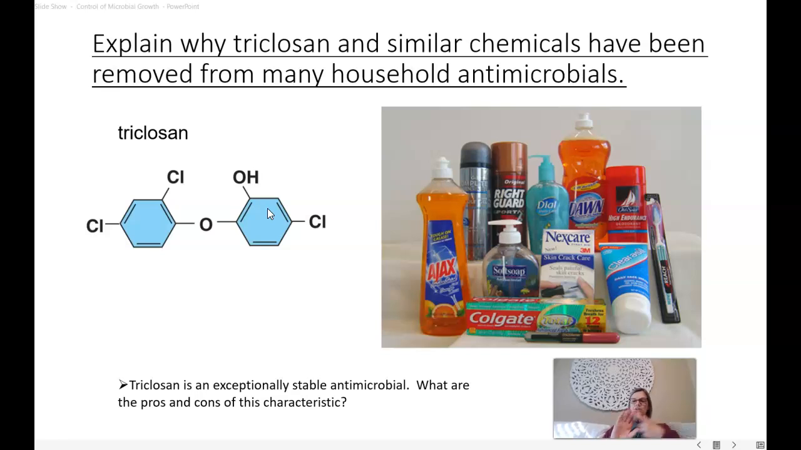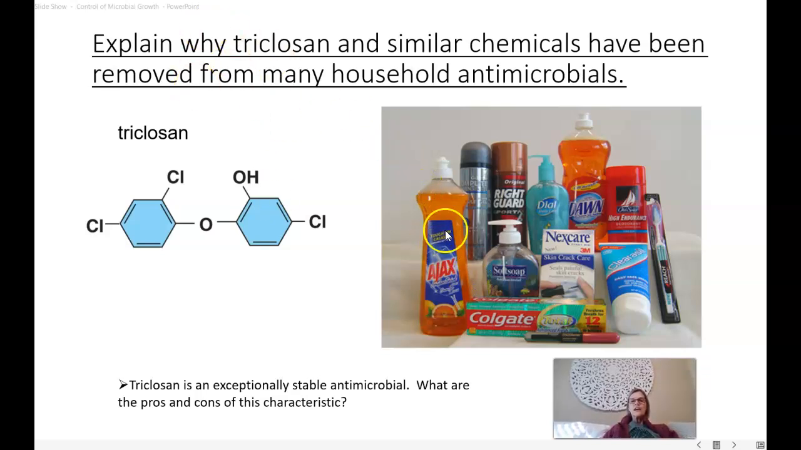It's a phenolic compound, and it turned out that when people made this stuff called triclosan, it had a couple really good qualities. First of all, it was a really good antimicrobial. It was fairly gentle, so you could use it on your skin, and it was really shelf stable. If you think about a lot of the things that are in the grocery store, one of the key things to selling products is that you can put it on the shelf and it will last for a long time. And so this antimicrobial was really shelf stable.